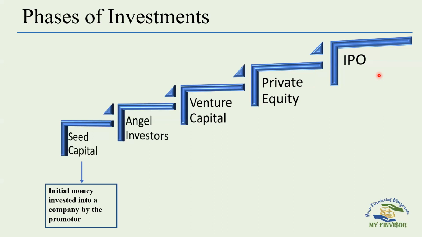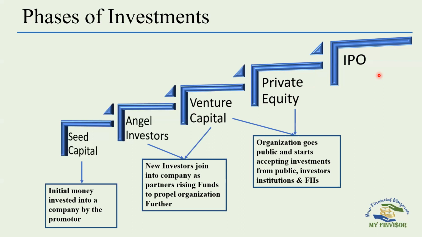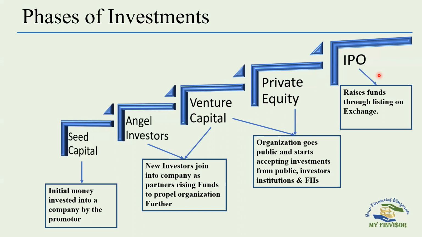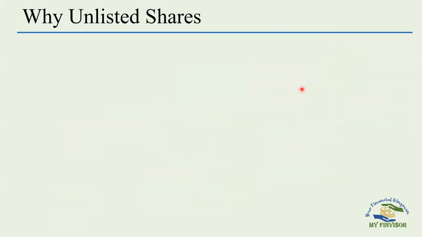So seed capital is nothing but the initial money invested into a company. And then, as I've said, last comes the IPO. Now, where exactly these unlisted shares are available is exactly in between private equity and venture capital. All portfolio management services also buy some unlisted equities, wherein they invest in the budding stages of the company. So these are the simple unlisted shares which are available.